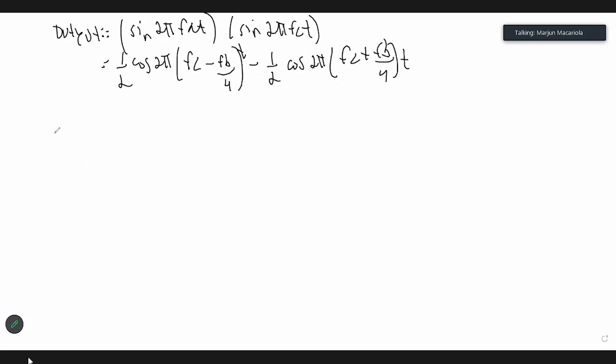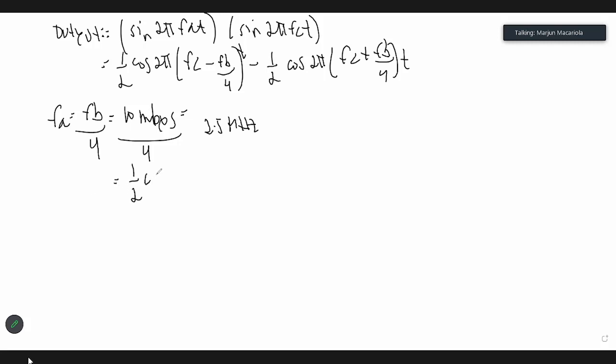Again, we need to find the value of FA. FA is equal to FB over 4. So we have an input bit rate, FB, of 10 megabits per second. Divide by 4, so that is equal to 2.5 megahertz. Okay, substituting the value of FA, so this will be equal to 1/2 cosine 2 pi. The carrier frequency, again, that is given. So FC is equal to 70 megahertz.